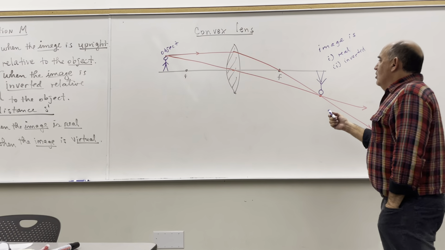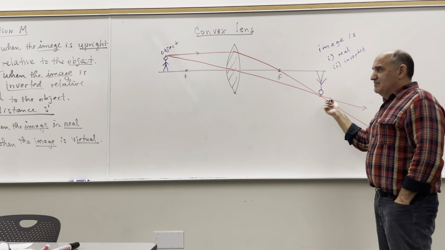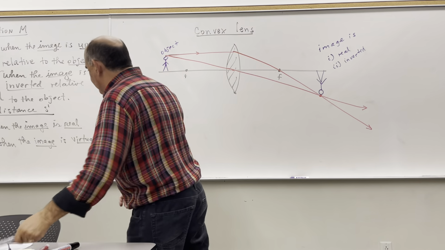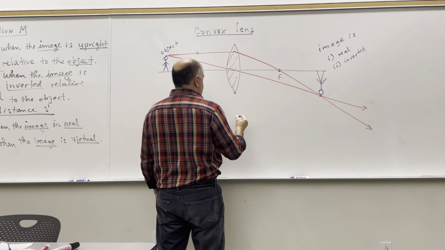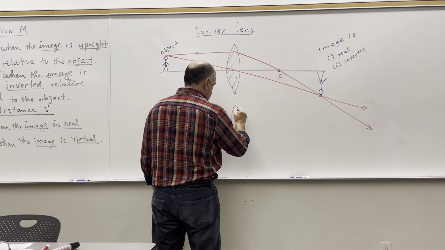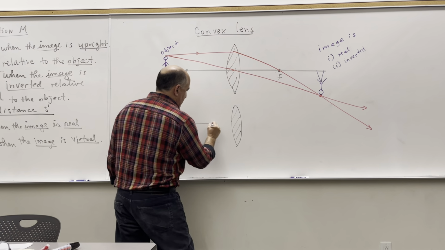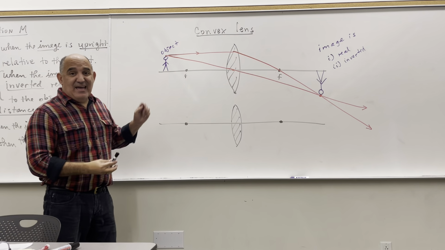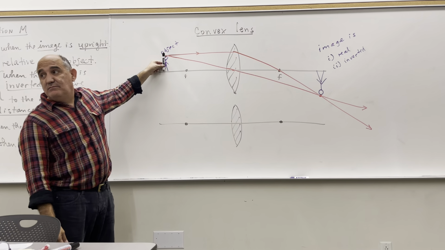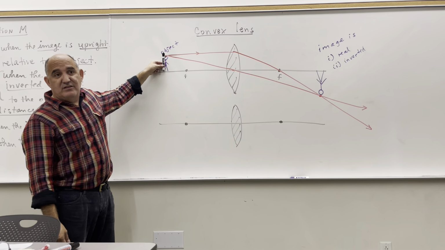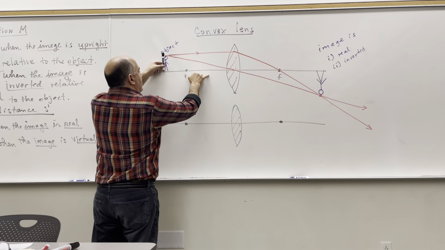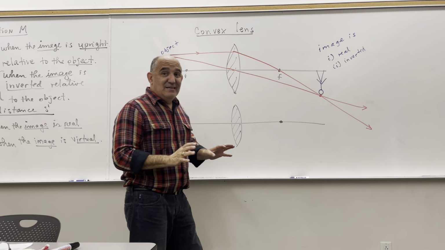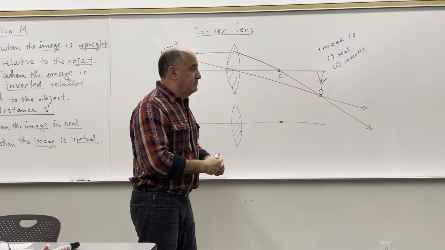So let me consider the same sort of problem, the same lens, I mean. It's going to be the same lens. Here is the principal axis, and here's the focal point, and here's the focal point. Now, instead of placing the object over here, which is farther away than the focal point from the lens, I'm going to put it between the focal point and the lens. I'm going to put it somewhere in here. Same lens, same object, just positioned in a different location.